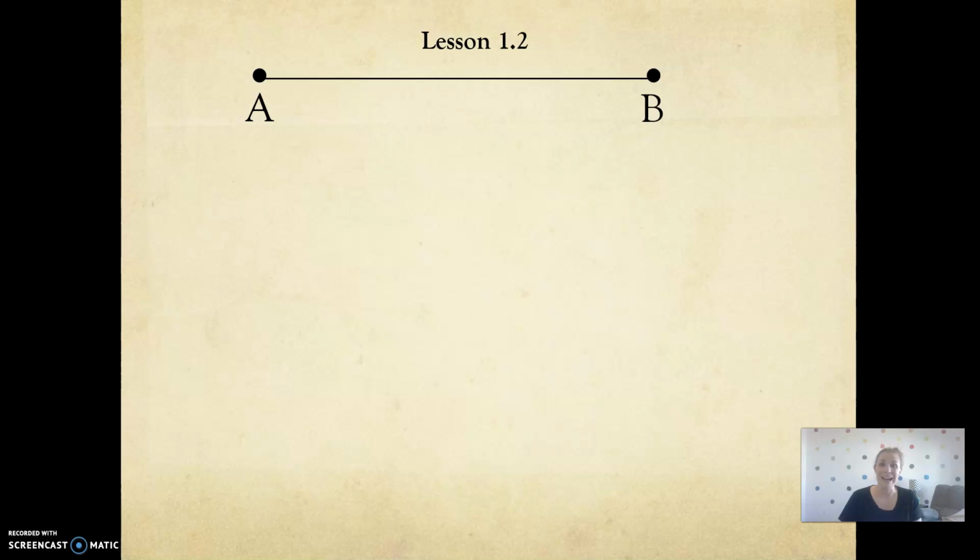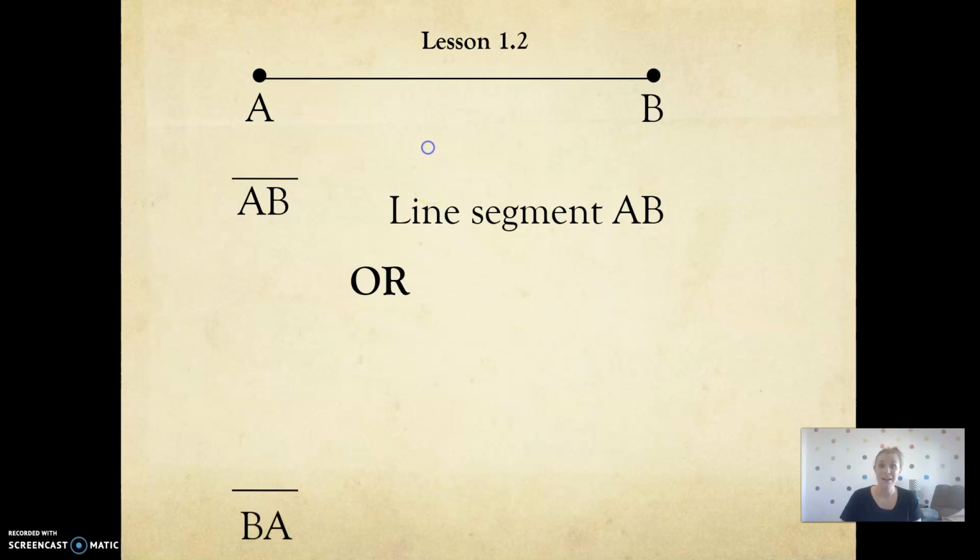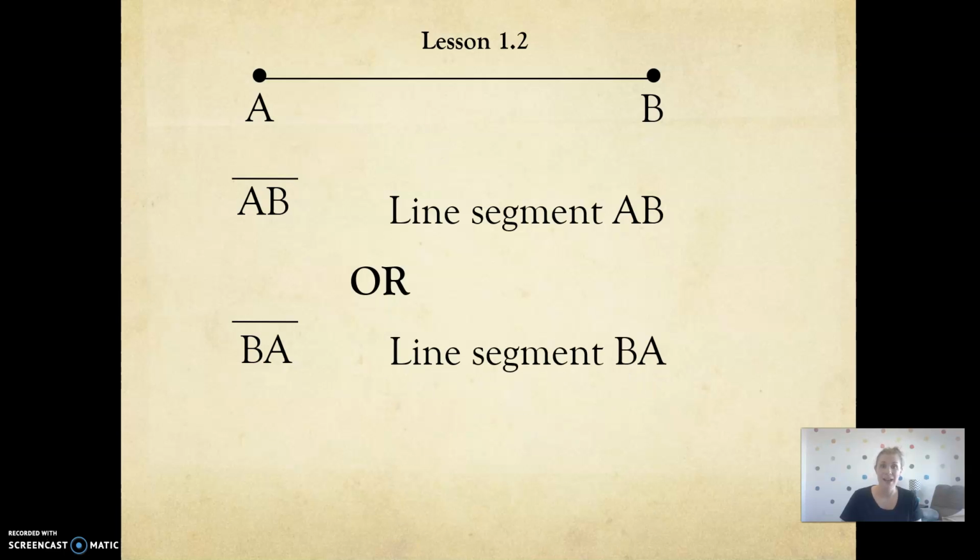If I was going to identify or write down what this line segment was, I would write AB with a line on top of it, or I can write line segment AB, or I can write BA with a line on top of it and write line segment BA.